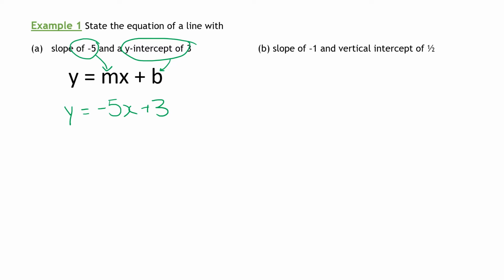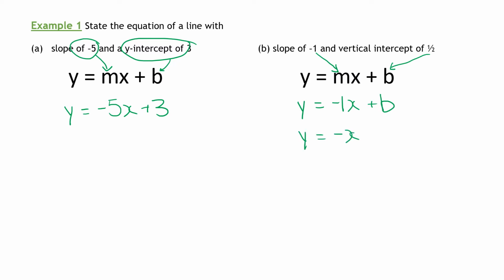Let's take a look at part B. We've got a slope of negative 1 and a vertical intercept of 1/2. So let's put it into our very powerful equation here. Y equals, slope is negative 1. That's going to go in for m. Y-intercept of 1/2 is going to go in for b. So I don't have to write negative 1x plus b. I can just write negative x, because when a coefficient is a 1, we don't need to write it.